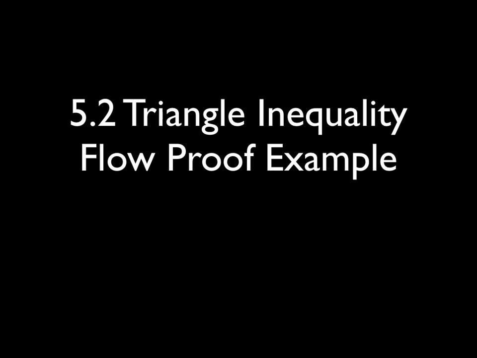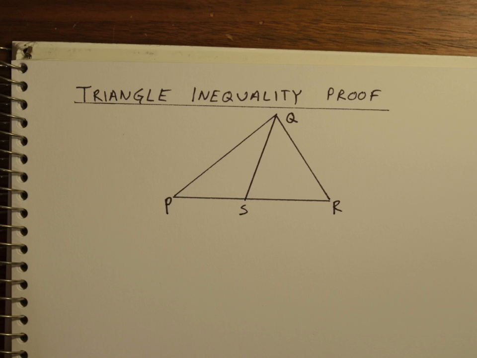Here's a flow-proof example for section 5.2. You'll want to get this in your notes. So, triangle inequality proof, take a minute and sketch this. We've got triangle PQR, and it almost looks like QS is a median.